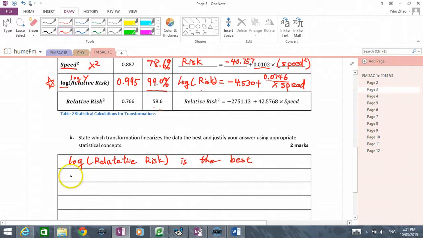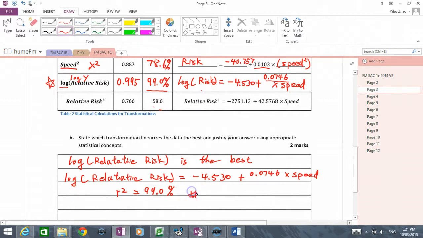Why is it best? I need to write the equation down. So just copy down the equation. You get 1 mark for this. Because the R square value is going to be 99.0%. Done. You get 1 mark for telling me log relative risk is the best and stating the equation.